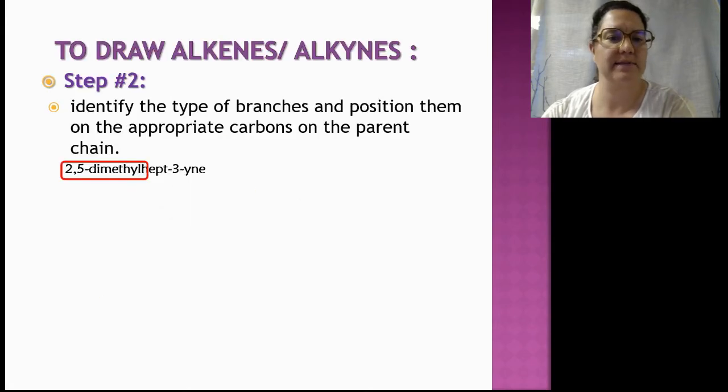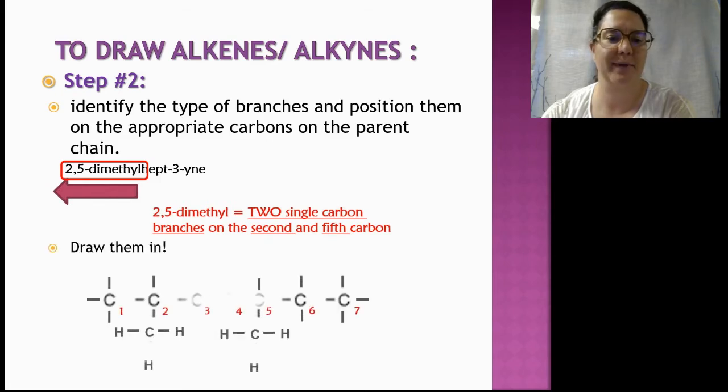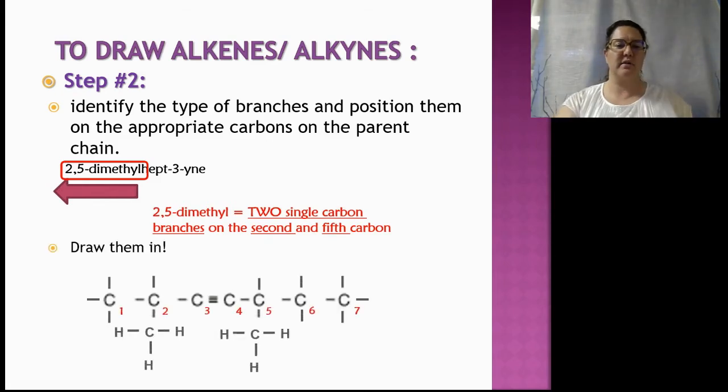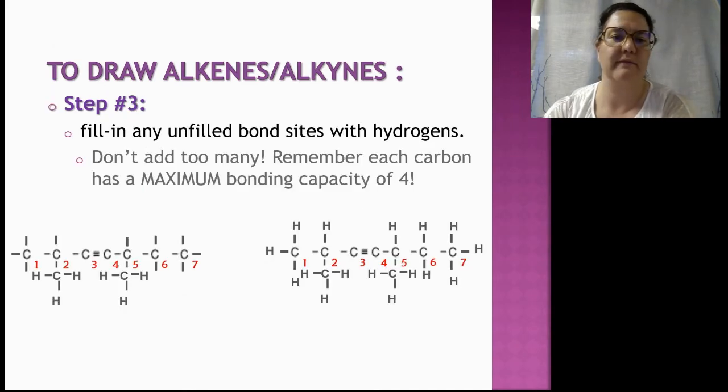So our next step is to draw any identified branches. In this case, we have 2,5-dimethyl. So we have 2 single-carbon branches on the 2nd and 5th carbon. So we're going to draw them in. So we've drawn them in down to the bottom. We have a methyl branch on the 2nd carbon, a methyl branch on the 5th carbon. And then lastly, we can fill in any extra hydrogens, remembering that we have a maximum bonding capacity of 4 bonds.